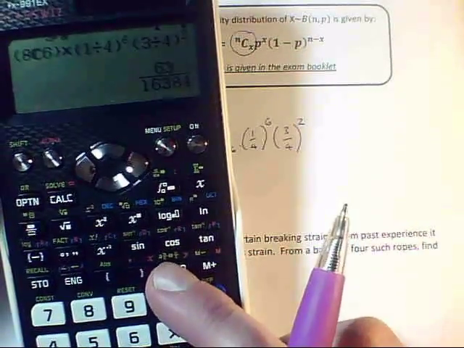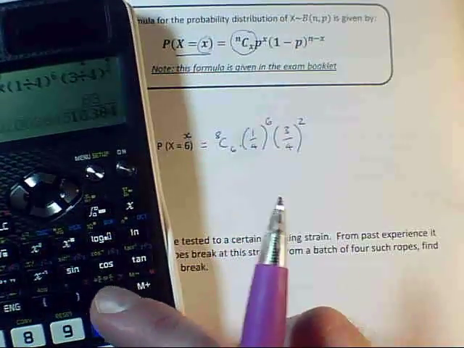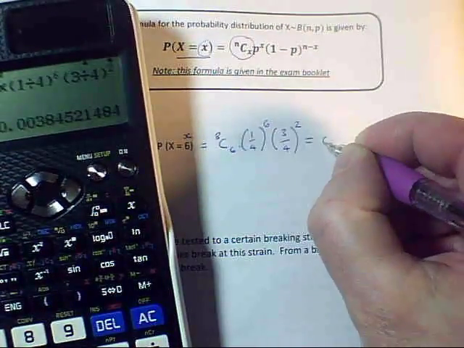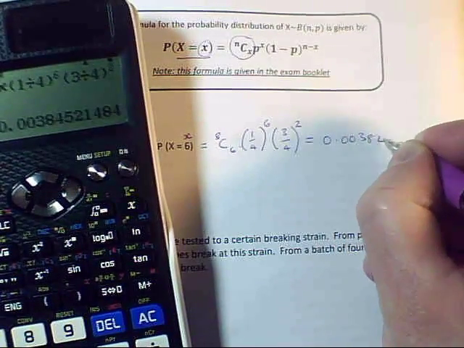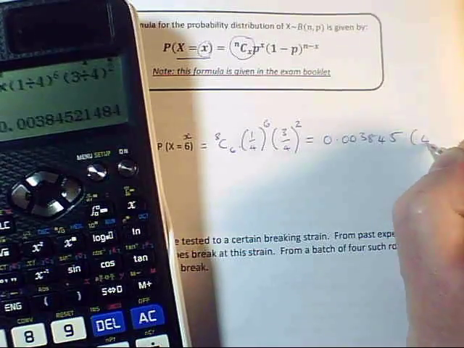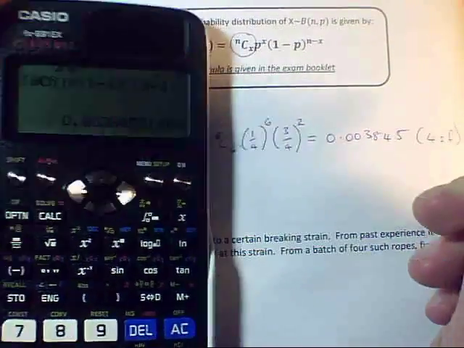So that looks a bit better. Yes, so it gives me that scary looking fractional answer, which is a probability of 0.0038845 to four significant figures. Okay, but I can do better than that.